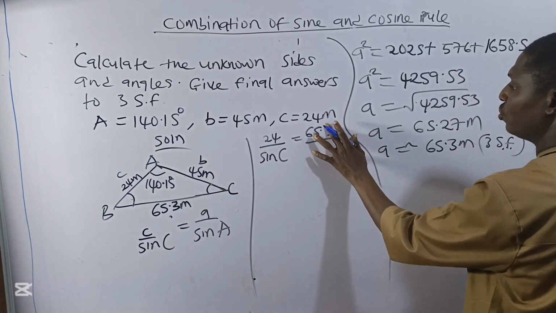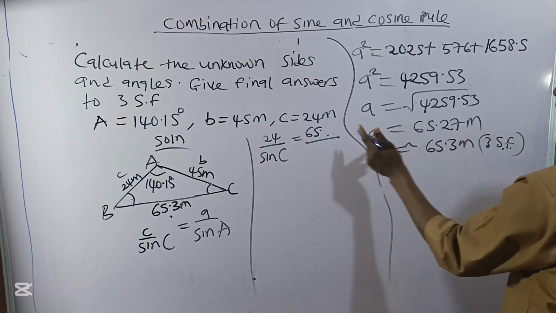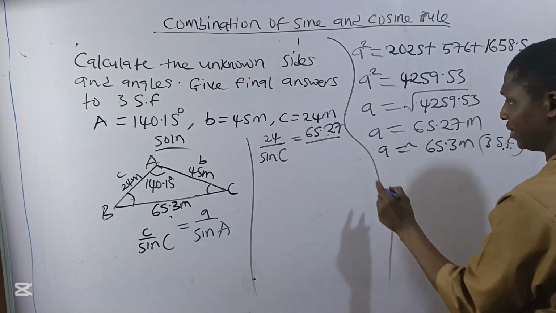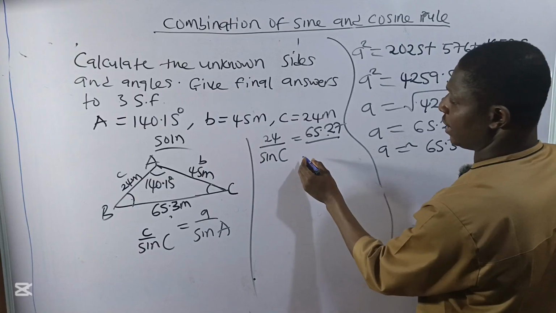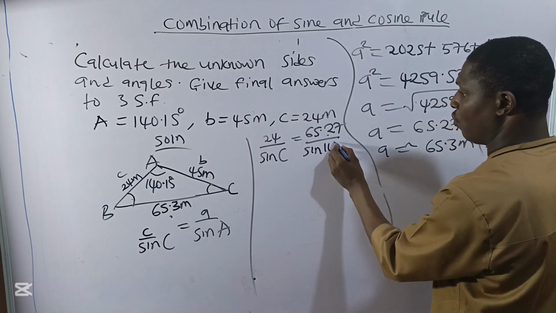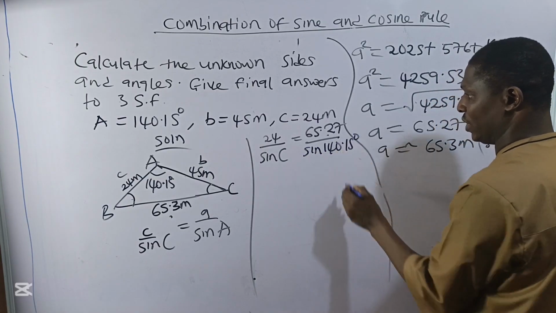Please, if it's an exam, don't use it this way. Take the values back a little. Please take note, take it back a little. You don't use the approximated value. It's not right. And I have my sine of 140.15 degrees.